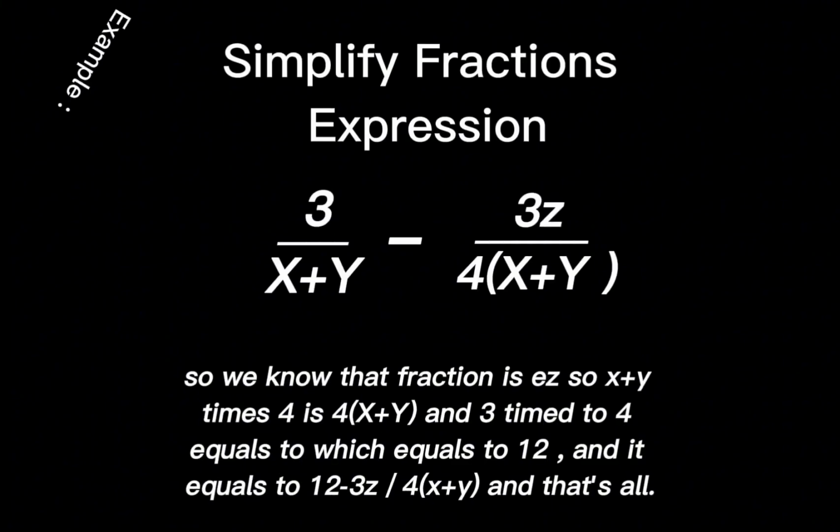For fractions we are going to pick 3 over x plus y, 3z over 4x plus y. So we know that fractions work this way, so (x plus y) times 4 is 4x plus y, and 3 times 4 equals 12, so it equals 12 plus 3z over 4(x plus y), and that's all.